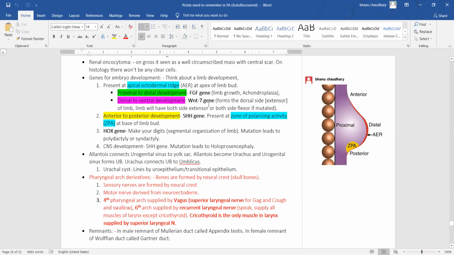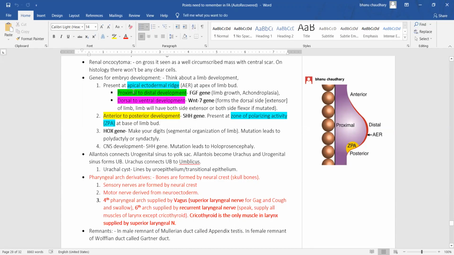Similarly, in the case of your knees, dorsally you have the flexor groups and ventrally you have the extensor groups, right? So that is all dependent upon Wnt7 gene development. Similar to this limb bud, you also have a limb bud for your lower limbs, and the same thing, the Wnt7 gene performs there. So the location of these genes is very important.